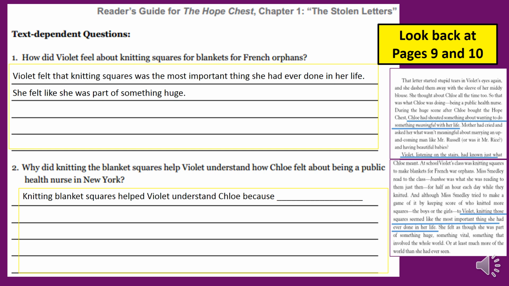Now, where that blank is, we're going to think about, okay, why did that help Violet understand how Chloe felt? Well, Chloe said something, she wanted to do something meaningful, and that was something that Violet could connect to because when she was knitting, she felt like it was also meaningful. And so having that sort of connection to her sister and that connection to understanding something bigger than themselves, that helped Violet understand Chloe. And so what we're going to fill in that blank is we're going to say because she understood what it meant to do something that was meaningful or bigger than herself.